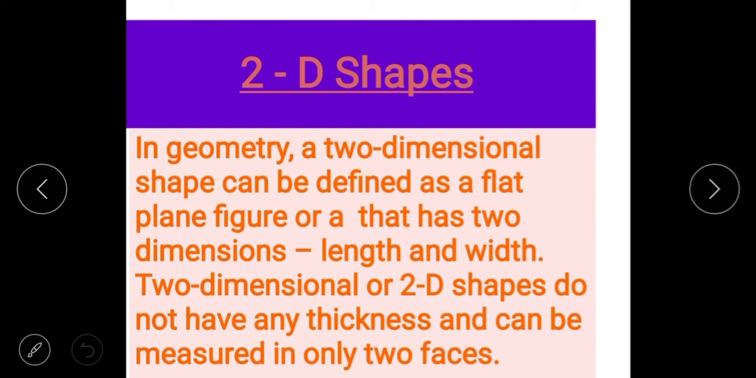In geometry, a two-dimensional shape can be defined as a flat, plane figure that has two dimensions, length and width. You can take an example of rectangle, circle, square. These are the 2D shapes. Two-dimensional or 2D shapes do not have any thickness and can be measured in only two faces.